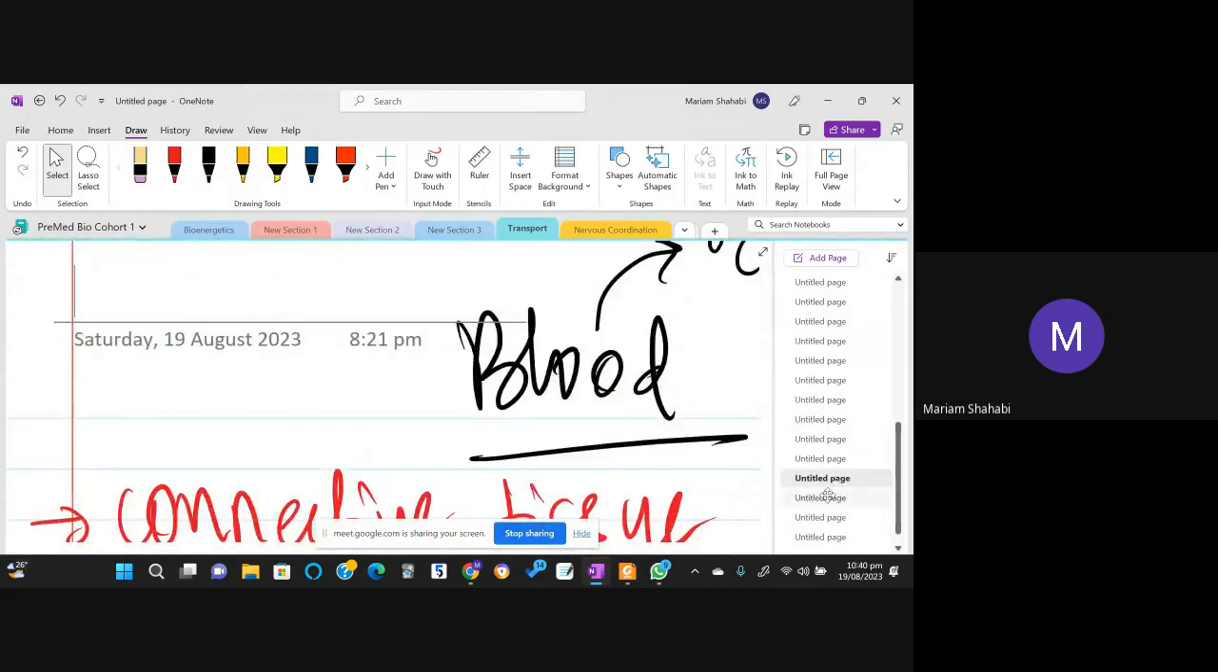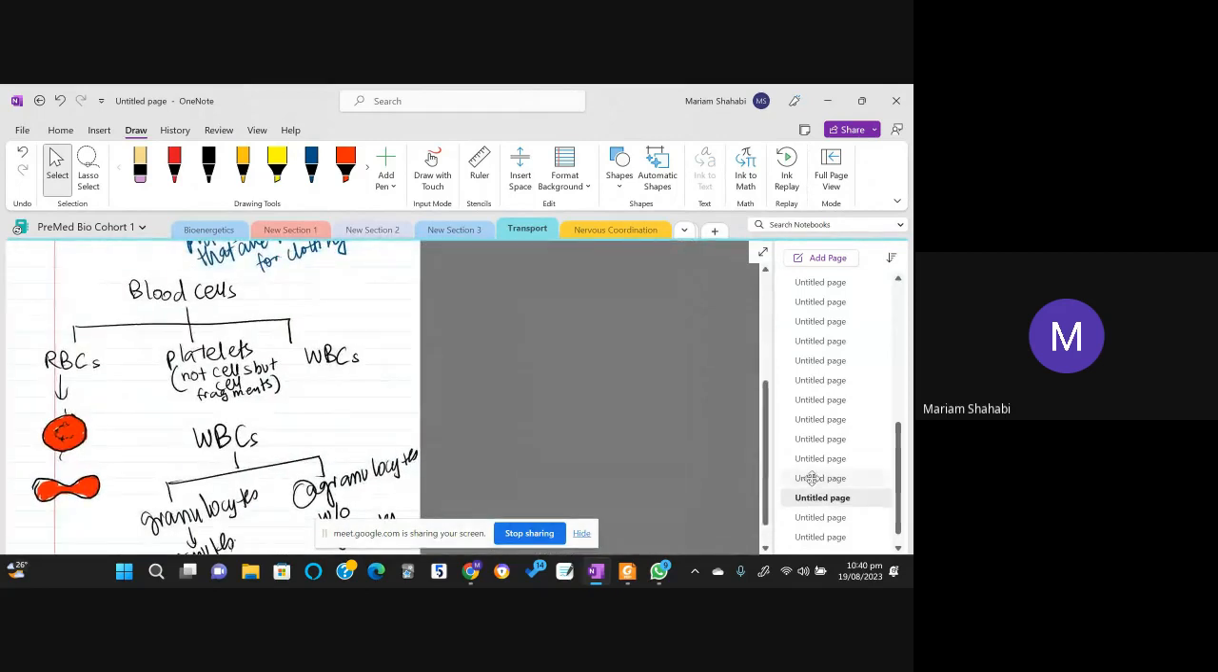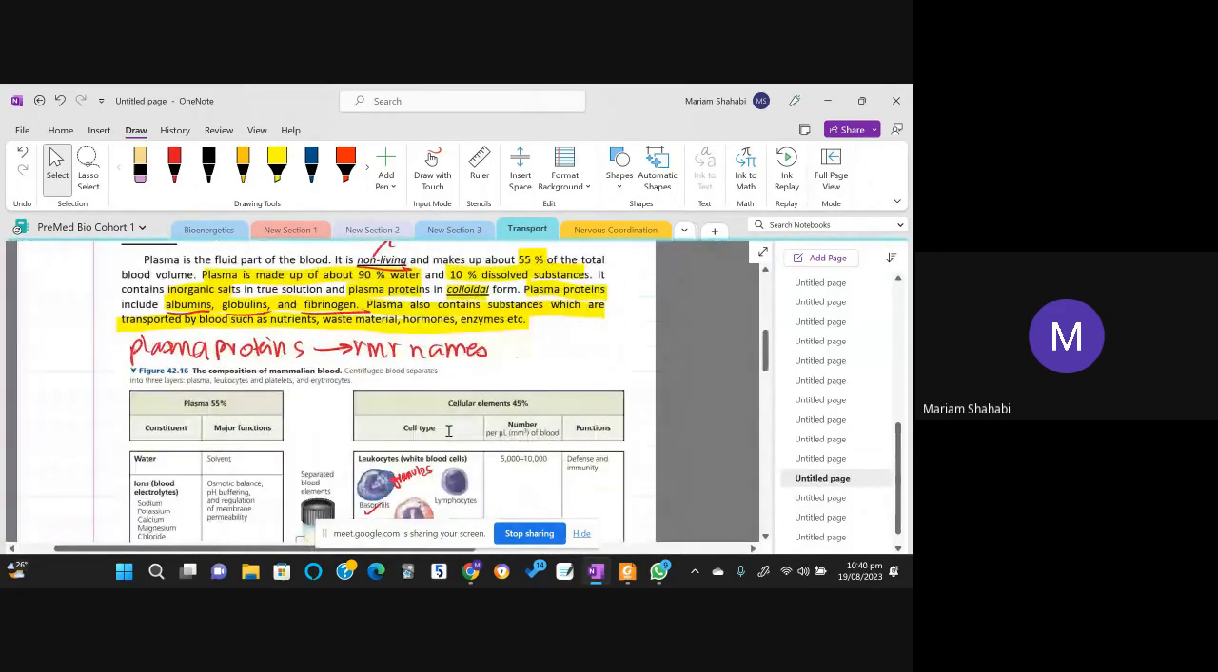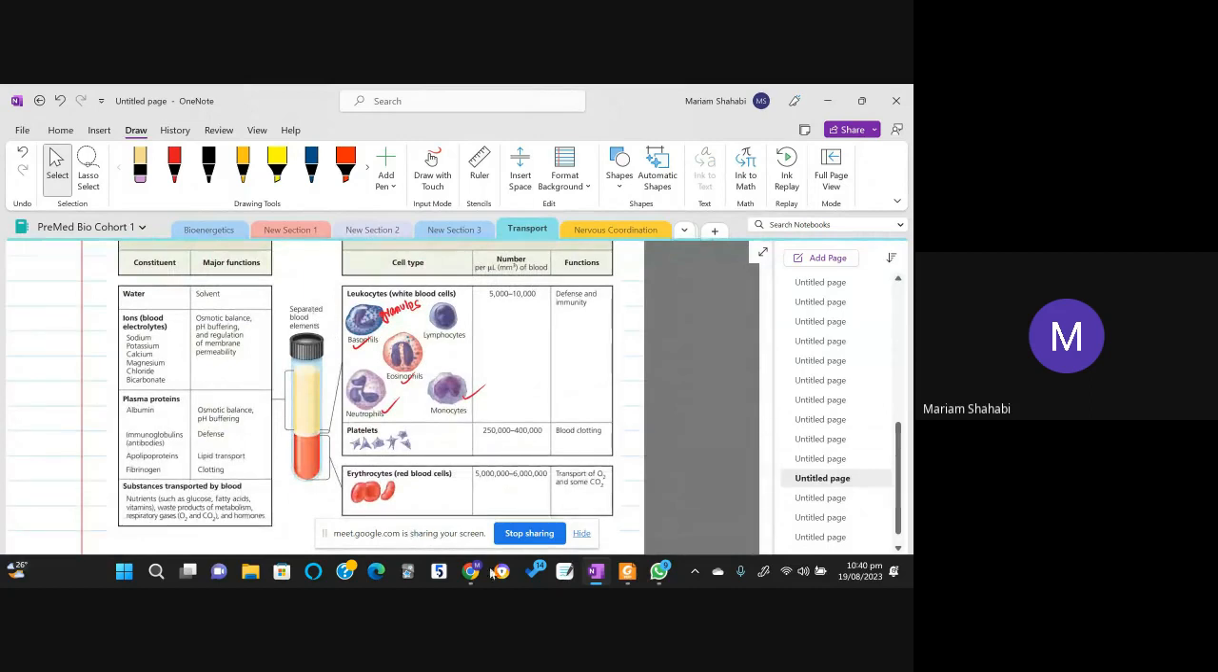आ गया वो page. Where is that diagram? Okay, let me take you to the notes only.